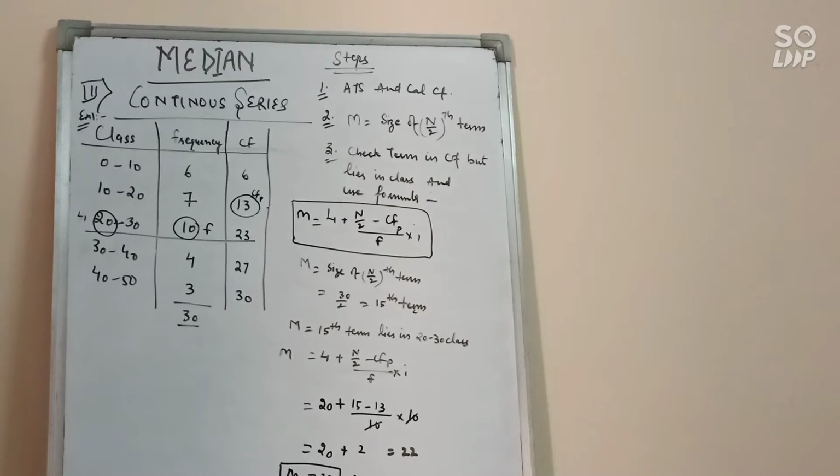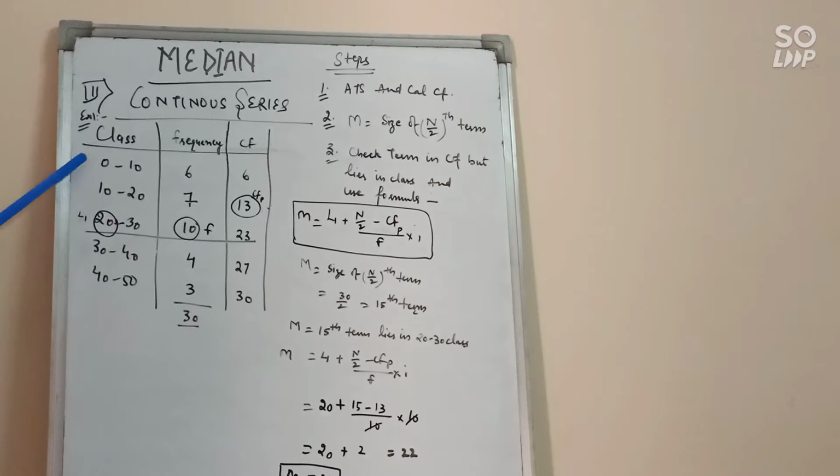Let's take one example. Side by side, we will apply the steps. So I have taken one example. Classes are given 0 to 10, 10 to 20, 20 to 30, 30 to 40, 40 to 50. Frequency is given 6, 7, 10, 4, 3. So this is the question. Under continuous series we need to calculate median. So first arrange the series. It is already in arranged form.